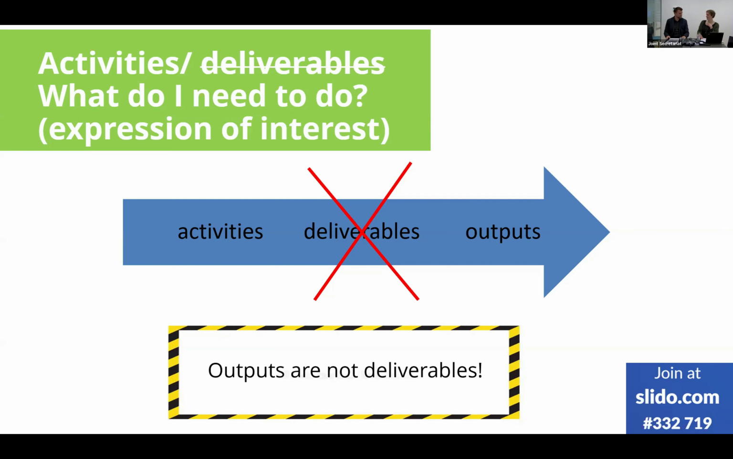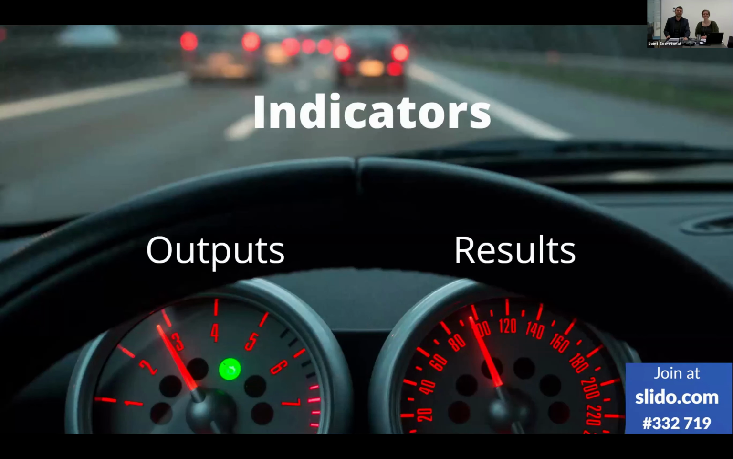And I think we have had enough takeaway messages for now. So maybe we should move on with indicators. We've talked about output indicators, but now with result indicators. Yes, but before we do so, I just remind you that if you have any questions, go to Slido, enter the code you can see on the right-hand side at the bottom, 332719.